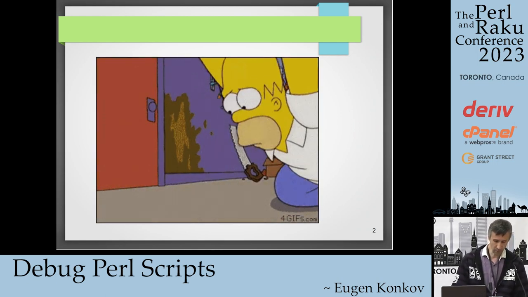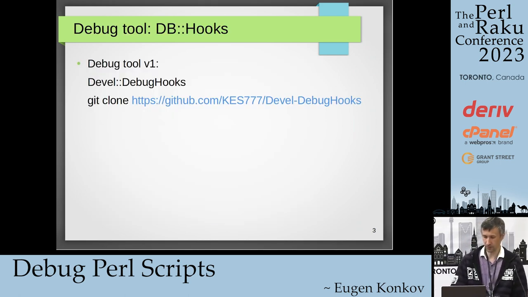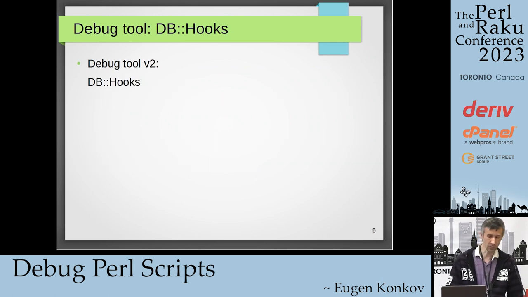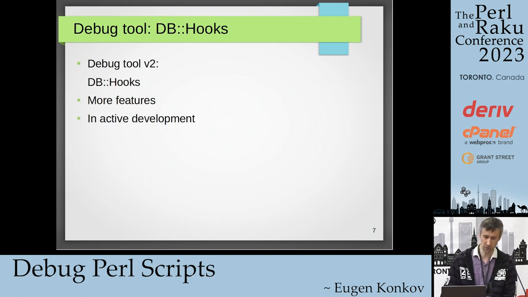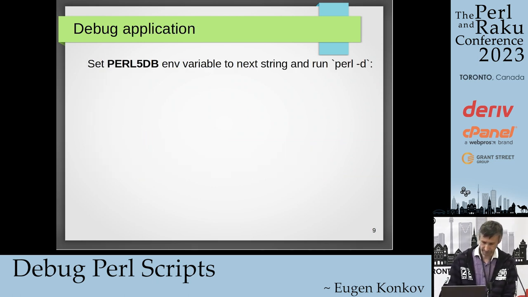I want to show you my own implementation of a debugger. Here you can find my first version of it. Here is a recent presentation about this debugger and a short link. But today we will speak about the second version, which has more features and is in more active development. And here are links to some old presentations, so if you want more information, you can look at them. If you didn't use a debugger before today, you can try.